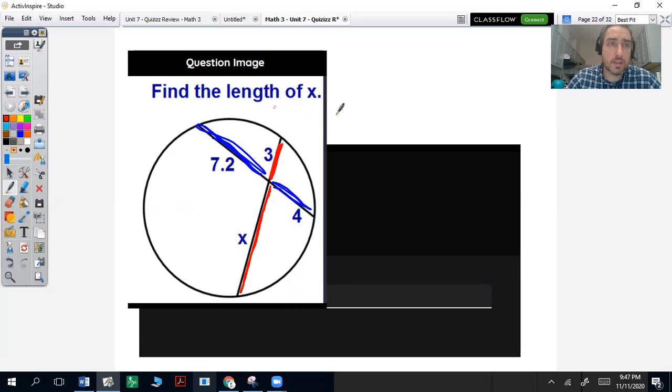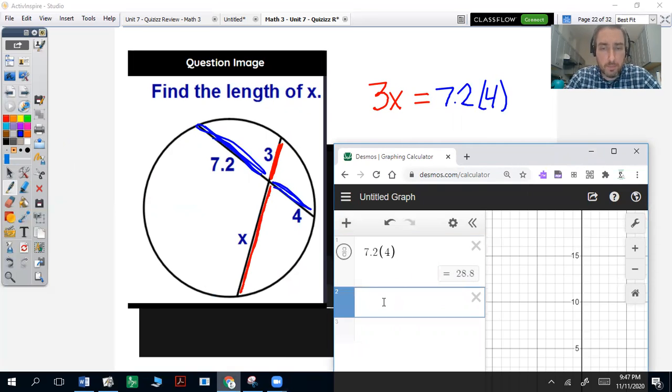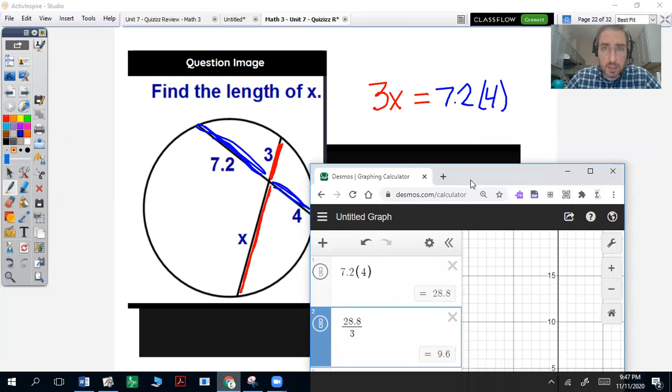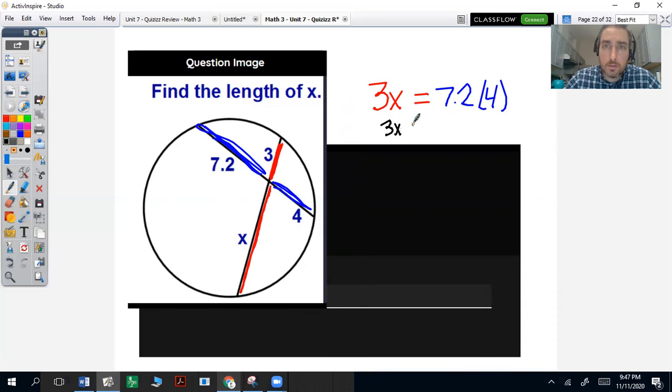So I can say 3x is equal to 7.2 times 4. So let's calculate that. 7.2 times 4 is 28.8. And then we're going to divide that by 3. And so you're going to get 9.6 for that length here, 9.6. So writing that out, that's going to be 3x equals 28.8, and then 28.8 divided by 3 is 9.6.